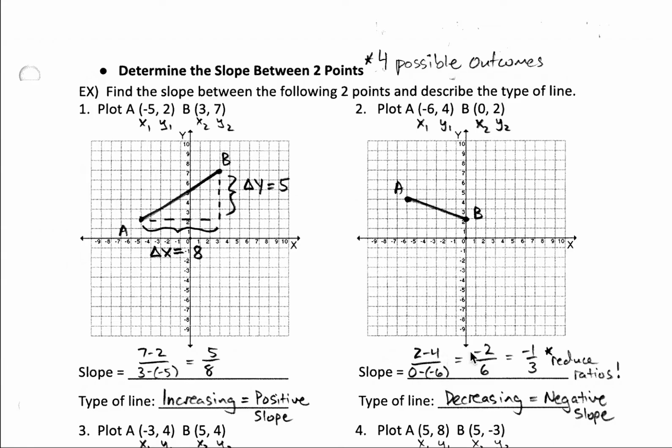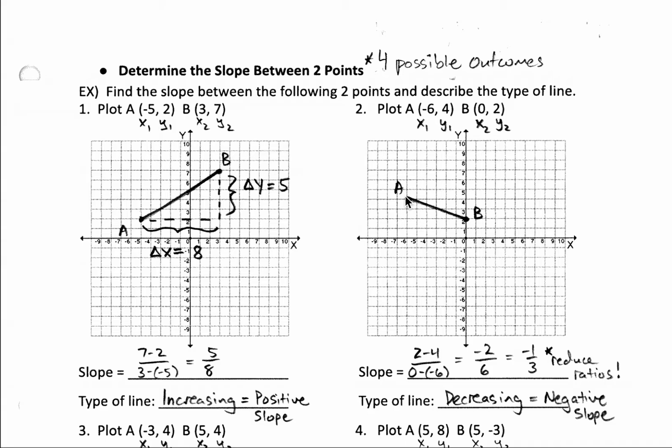So on top we have 2 minus 4, which is negative 2, and on the bottom we have 0 minus negative 6, which turns into 0 plus 6. Here we have negative 2 compared to 6. Since slope is a ratio, we always reduce our ratios. So let's divide top and bottom by 2 and get negative 1 to 3.